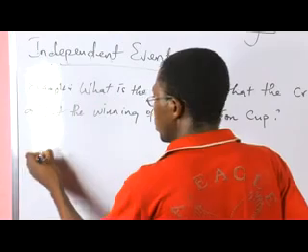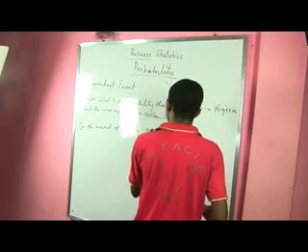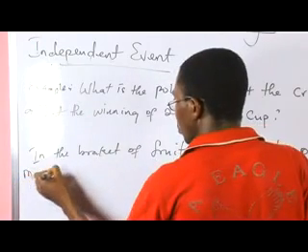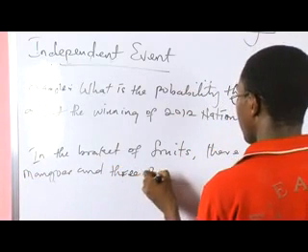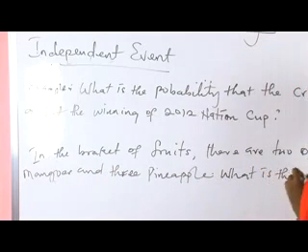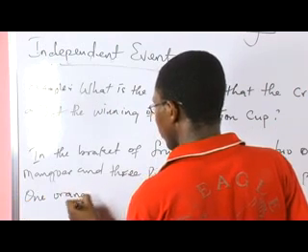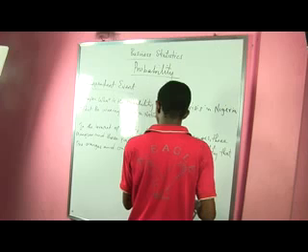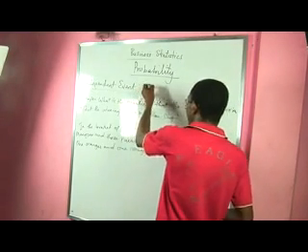So we'll pick this example. In a basket of fruits, there are 2 oranges, 3 mangoes, and 3 pineapples. What is the probability that 1 orange and 1 mango will be picked?